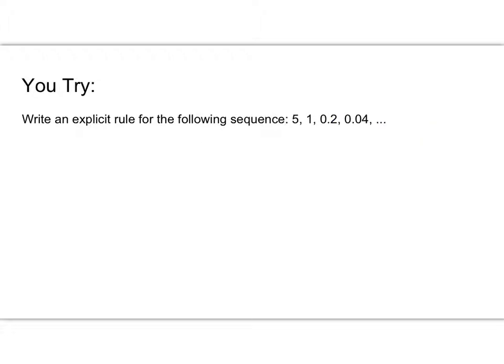Stop this, and when you're ready, turn it back on. Okay, so if I take 1 and divide it by 5, I get 1/5. 0.2 is 2 out of 10, which is 1/5, divided by 1, also 1/5. And 0.04 divided by 0.2 is also 1/5. Okay, so that's my ratio. So the nth term is the first term times the ratio to the n minus 1.